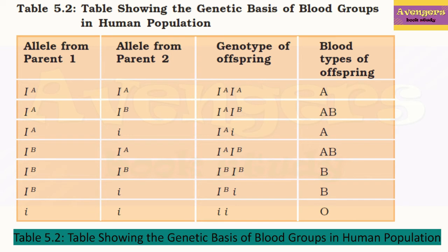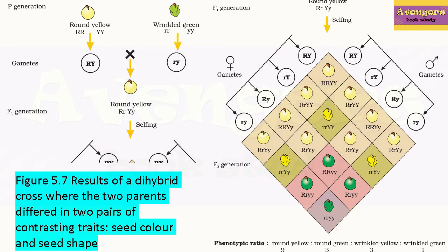Table 5.2: Table showing the genetic basis of blood groups in human population. Figure 5.7: Results of a dihybrid cross where the two parents differed in two pairs of contrasting traits, seed color and seed shape.